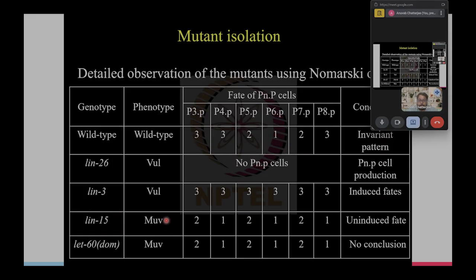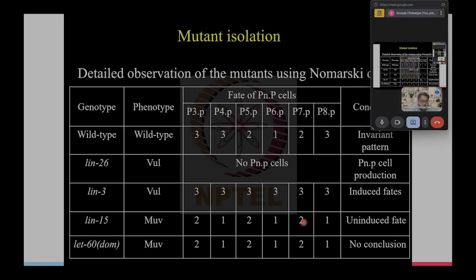For lin15, which has a multi-vulva phenotype, they figured out that in that case they only have primary or secondary cells, no tertiary cells are formed, which is also important for forming one vulva. In the case of multi-vulva, you have multiple primary and secondary fated cells which form multiple vulvas. So they figured out that the lin15 gene is involved in forming the uninduced fate. The tertiary fate is controlled by lin15. If it is not there, then everyone is either primary or secondary.